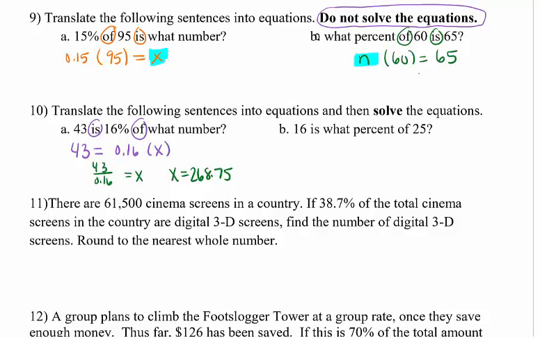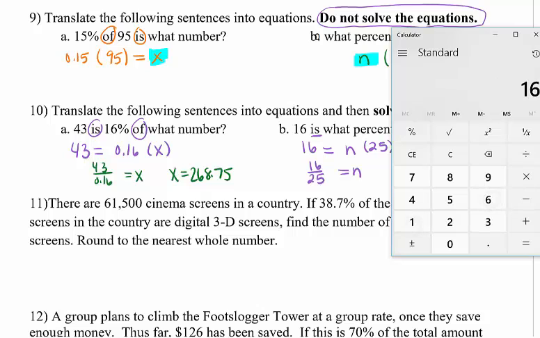Going to B. 16 is, which means equals, what percent of 25? Again, I personally use X if I'm finding a number, and I use N if I'm finding a percent because I know that I need to be careful with that percent piece. So I'm going to divide both sides by 25 to get N by itself. And again, we're going to use our calculator. 16 divided by 25, press equals. This is where you got to be careful though.